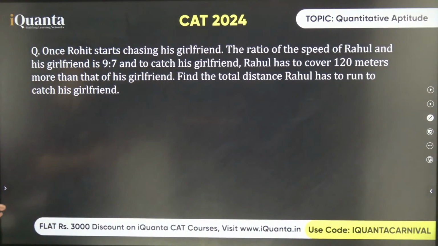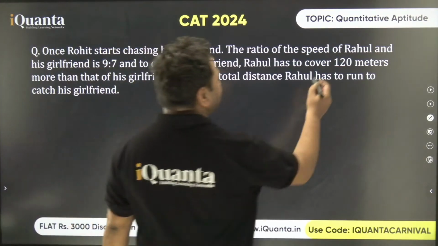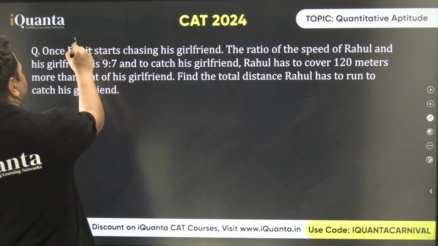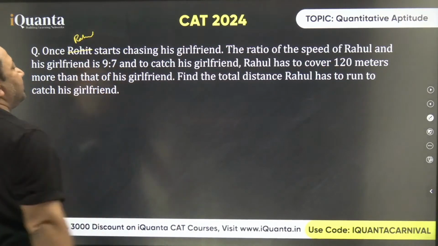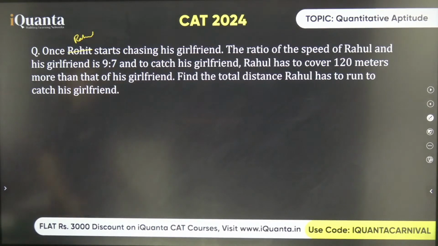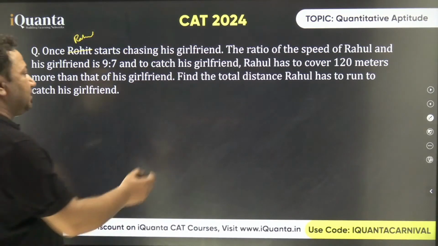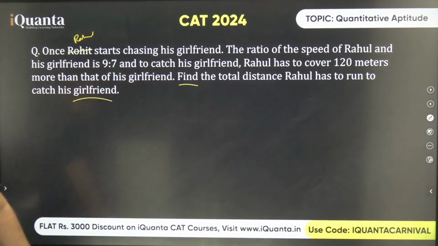Once Rohit starts chasing his girlfriend. Oh, wow. The ratio of speed of Rahul. Why is Rahul? I think this is Rahul only, not Rohit. The ratio of speed of Rahul and his girlfriend is 9:7, and to catch his girlfriend, Rahul has to cover 120 meters more than that of his girlfriend. Find total distance Rahul has to run to catch his girlfriend.